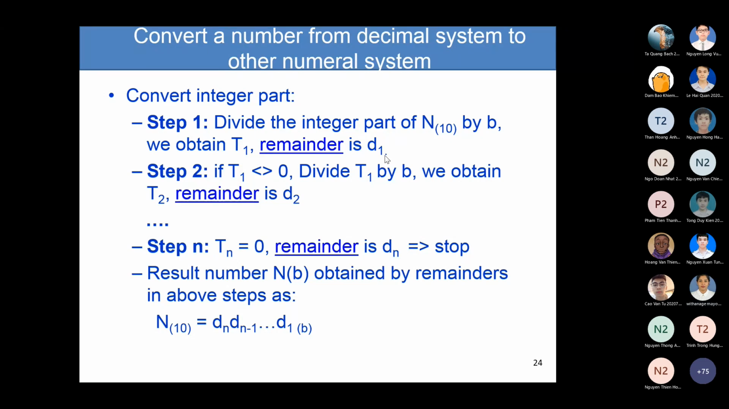And the resulting number in the b-based system will have the form Dn, Dn minus 1, until D1 in the b-based system. It means we convert the number n in the decimal system into the number Dn, Dn minus 1, until D1 in the b-based system. Okay, this is the algorithm to convert a number from the decimal system into the b-based system. Okay, so here is an example.